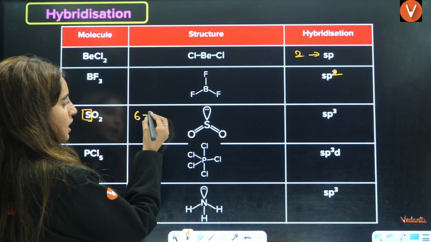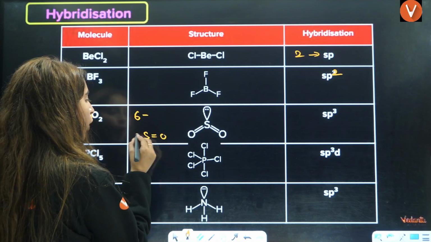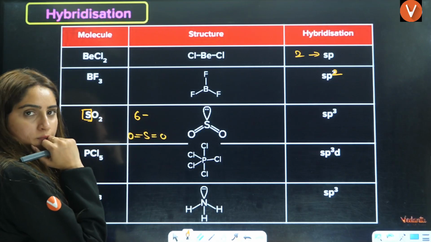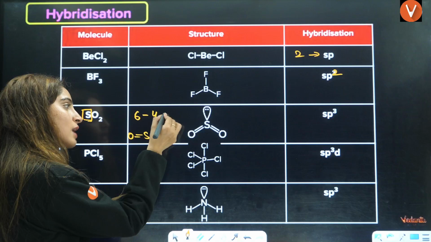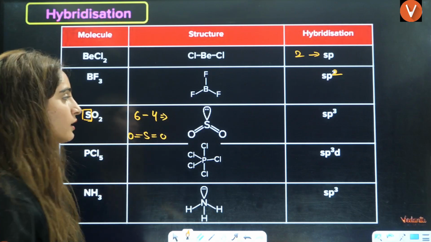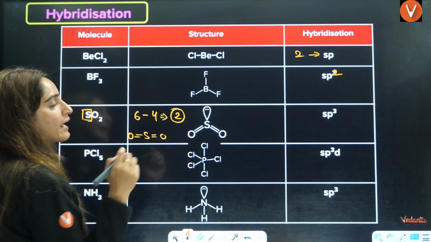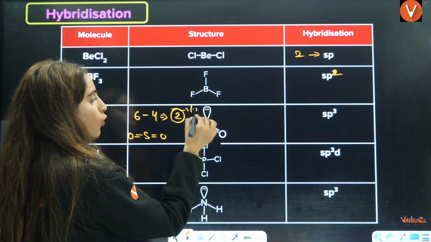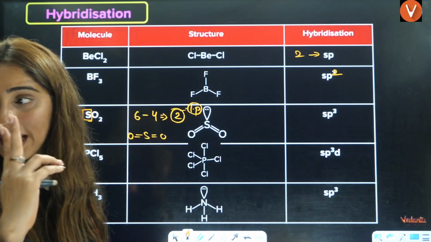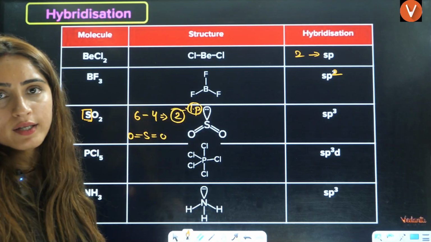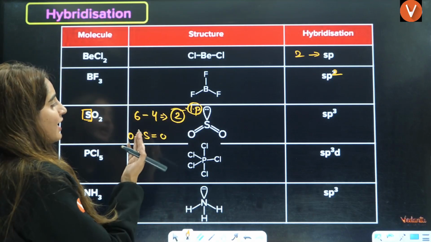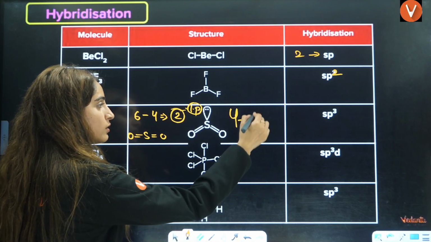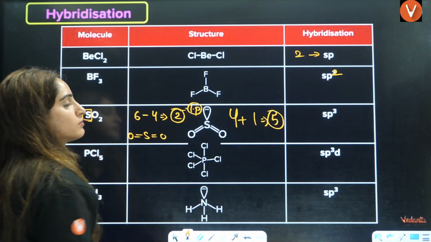So this is 6 minus, we know how many bond pairs are involved here? 1, 2, 3, 4. That means 4 electrons are involved in bonding, bond pairs. So 2 electrons we are left with. Those 2 electrons are the lone pair that we have drawn here. Now, ma'am, it has 4 bond pairs, 1 lone pair, so it should be 5.